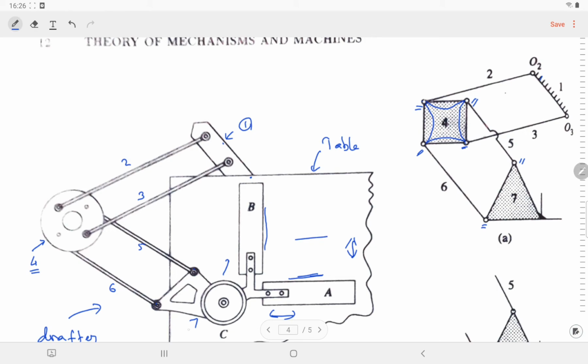What about link 7? Actually link 7 is a binary link because it's connected only with link 5 and link 6. However, in order to slightly represent the dimension, we have put it like this, this triangle, and also this piece, so this scale A and scale B, we have put it like this.